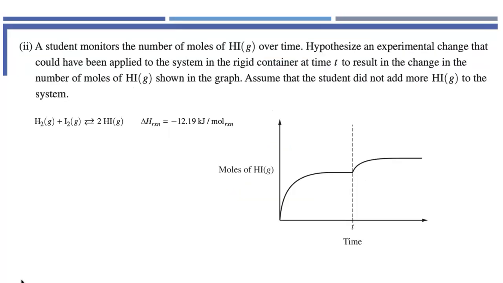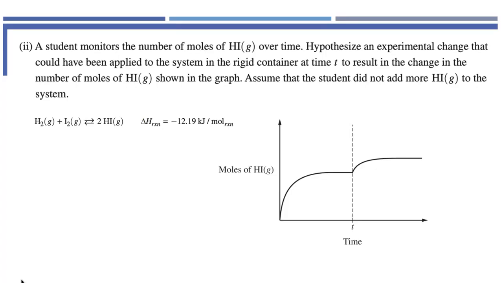A student monitors the number of moles of HI over time. Hypothesize an experimental change that could have been applied to the system in the rigid container at time t to result in the change in the number of moles of HI shown in the graph. Assume that the student did not add more HI to the system. So we know the balanced equation, and we've got this graph.